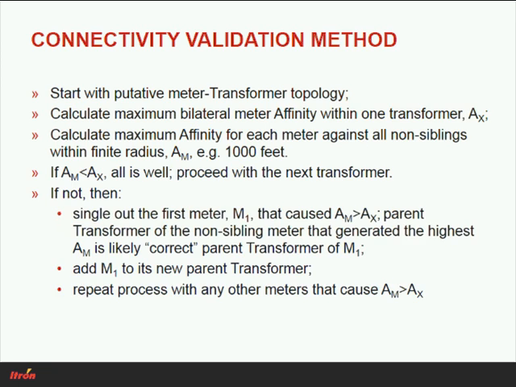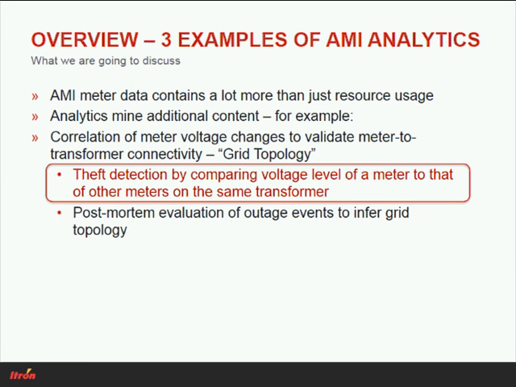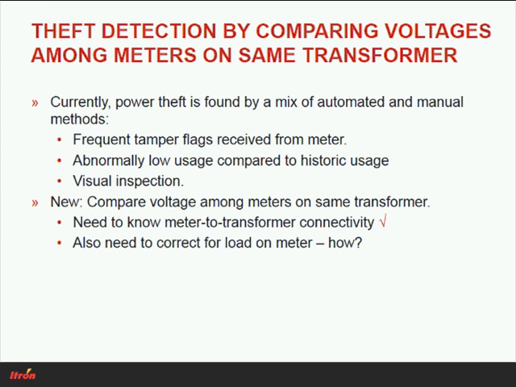With this, we're going to the next example, which uses similar data. Remember that we looked at both voltage and current. Well, one application that we've looked into is theft detection by comparing voltage levels of a meter to that of other meters on the same transformer. Why would we do that? How do you usually look for theft?